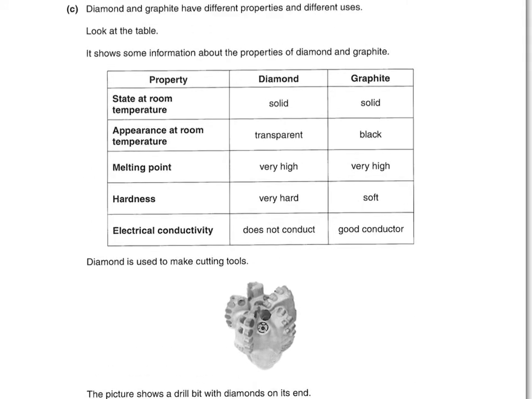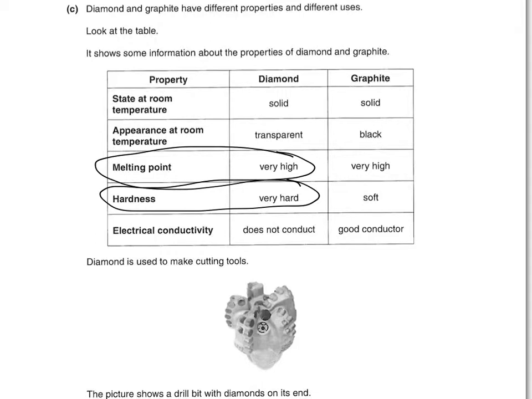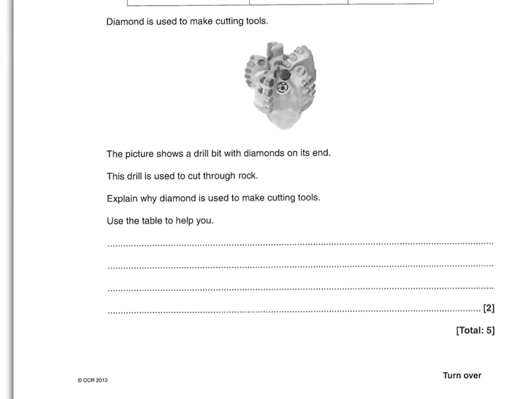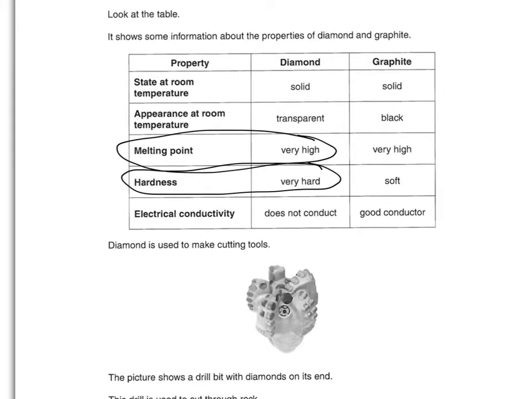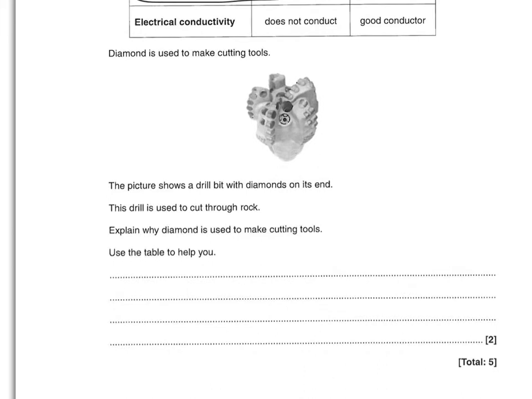So there's 2 points. It's the fact that it's very hard. So just putting that diamond is very hard, you get the first mark. And the second mark is saying the melting point's very high. None of the other points are relevant. So you've got to choose the 2 relevant points there to get those 2 marks. So the melting point's very high and the hardness is very hard.